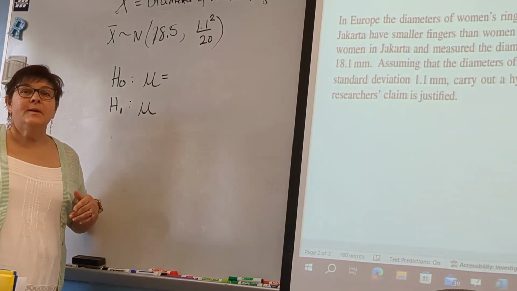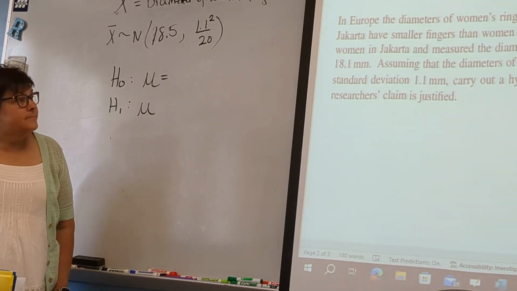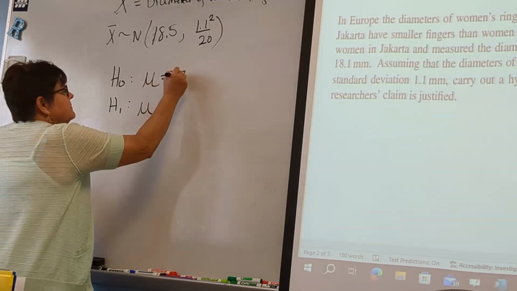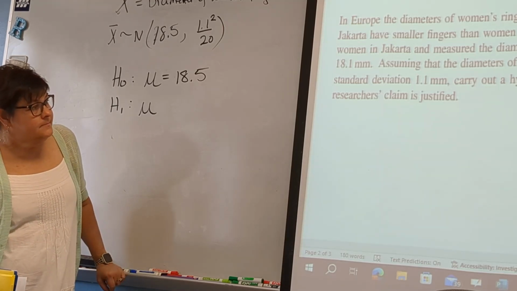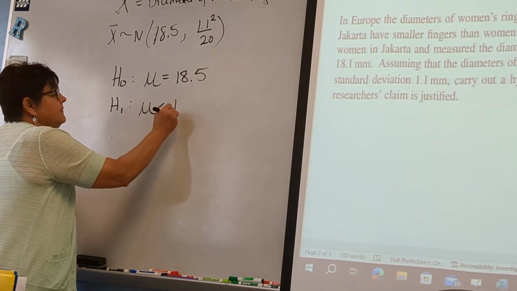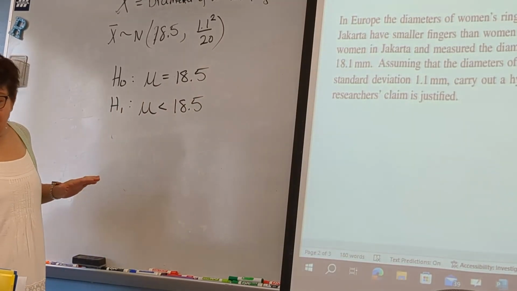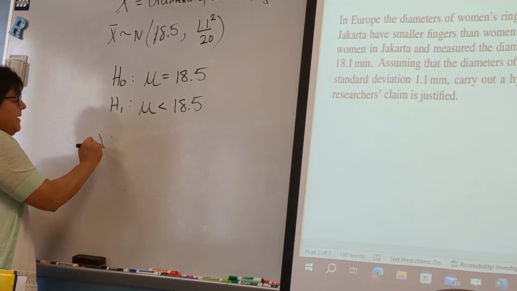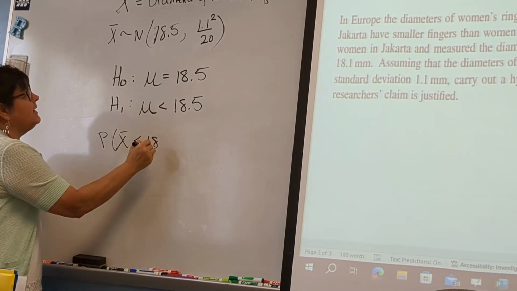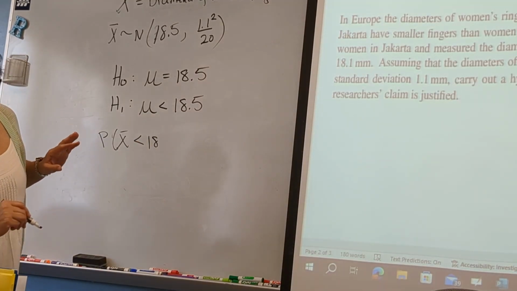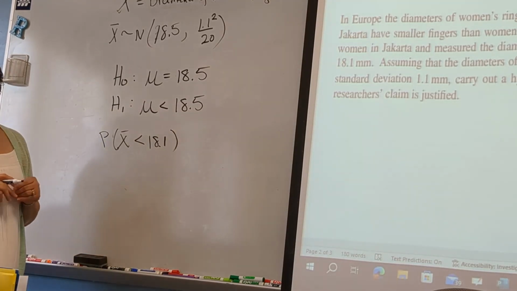Okay, what is my null? What's my alternative? Less than. It's gonna be less than? Are we cool so far? Okay, can we go about finding the z-score, the probability that x is less than 18.5? What is it they're looking for, 18.1, right? Alright, so what do we got?